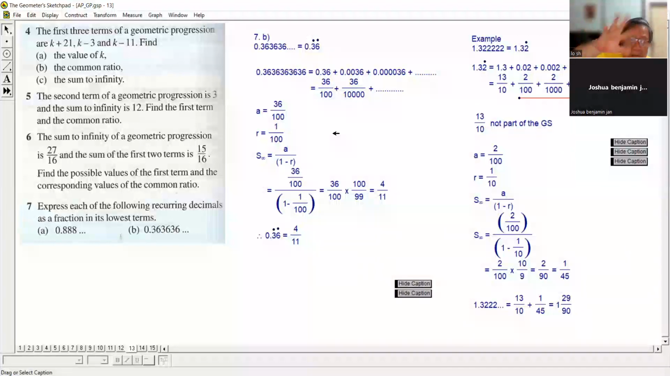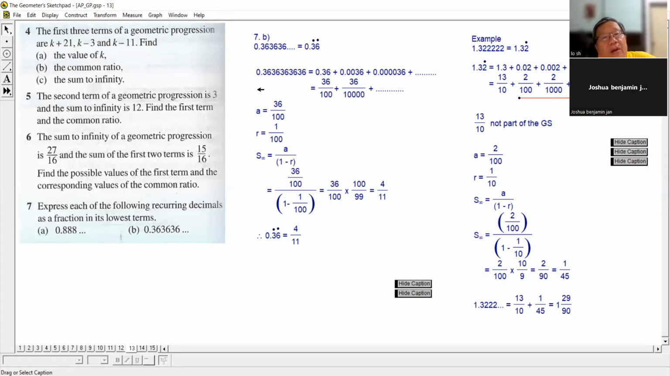If you don't know, never mind, use your calculator. 36 over 10,000 divide by 36 over 100, like that. And you will get the R is 1 over 100. Here, what is the R? 1 over 10. So if two numbers repeating, it is 1 over 100. If one number repeating, 1 over 10. Is that okay?